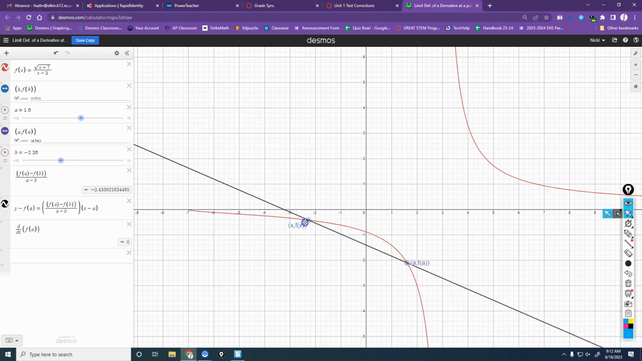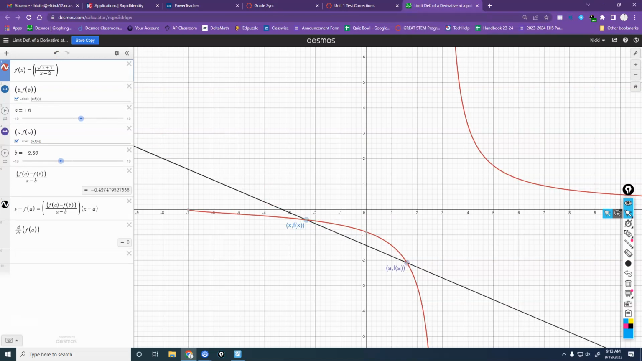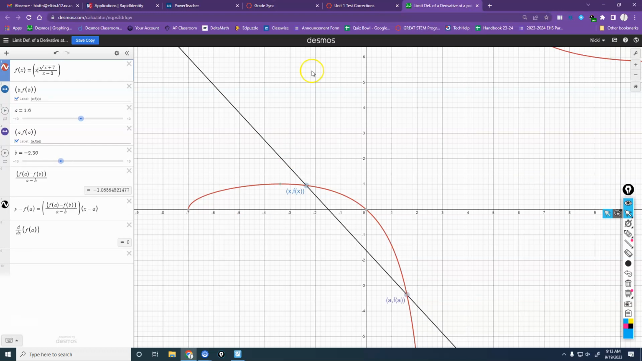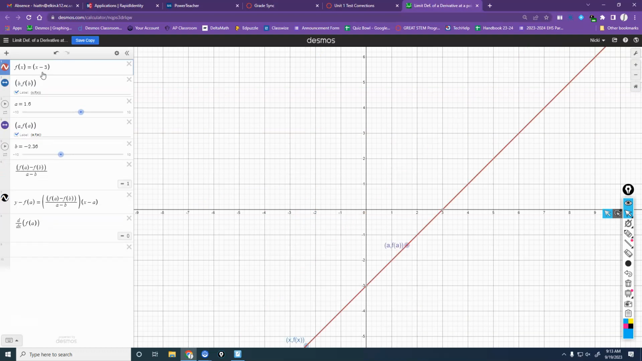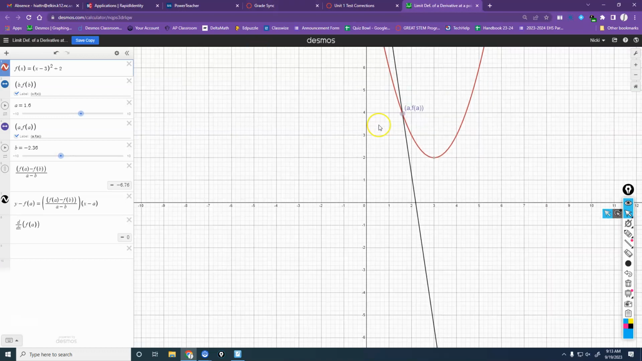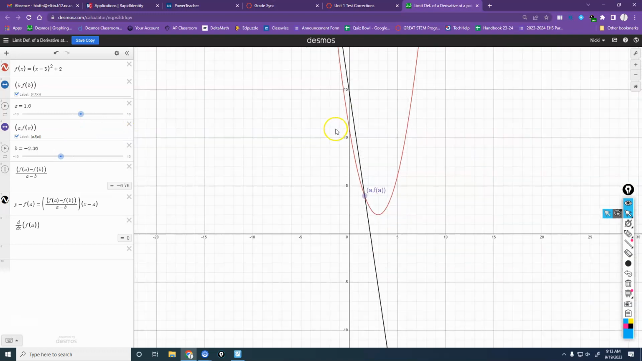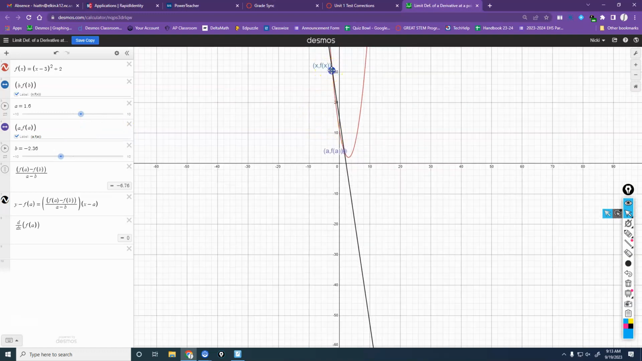This would be the same even if I change the function. It should still work. So if I want to do something like a quadratic, if I do x minus 3 to the second plus 2, where'd my x go? There it is.